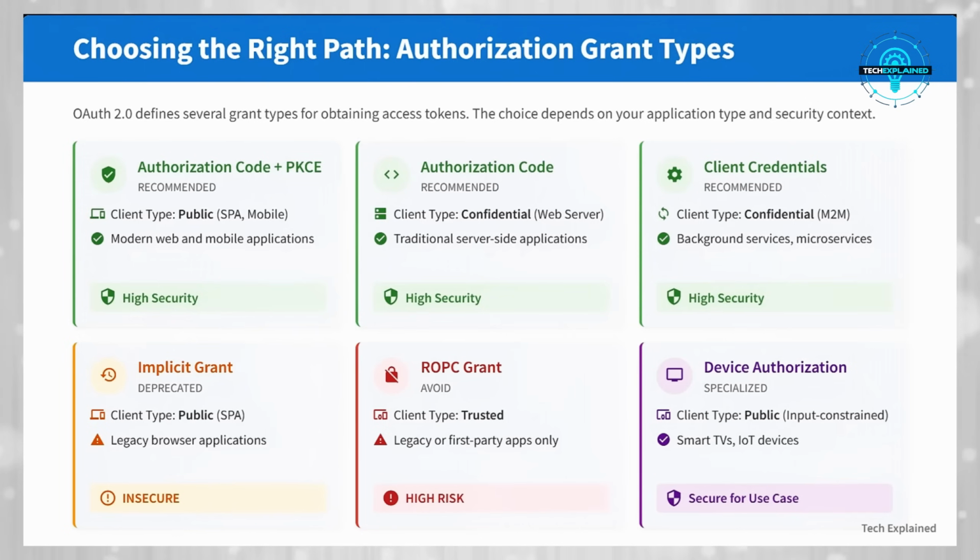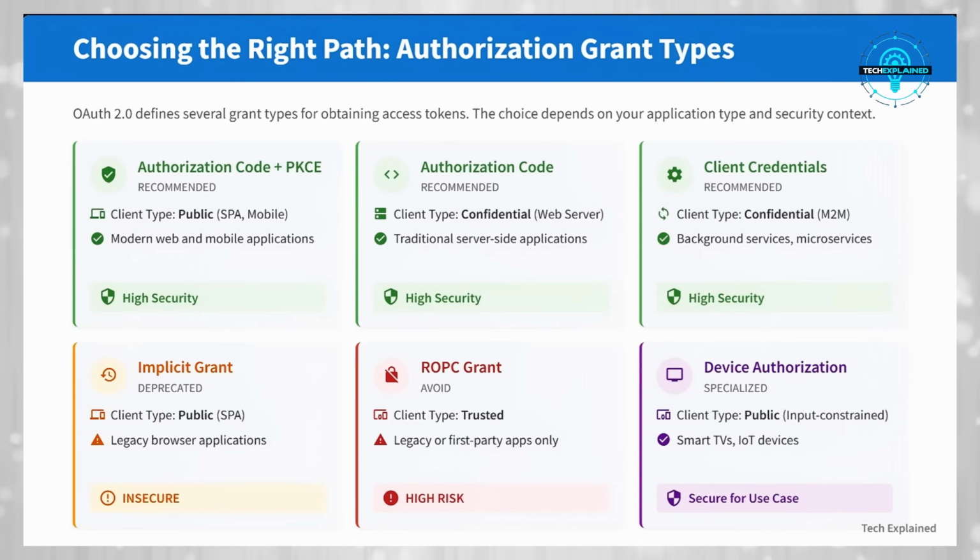There are also specialized flows, like the device authorization grant for input-constrained devices like smart TVs, and the refresh token grant for renewing access without user interaction. Choosing the right grant type is one of the most important security decisions you'll make when implementing OAuth 2.0. What happens if you choose the wrong one? You could end up with significant security vulnerabilities in your application.